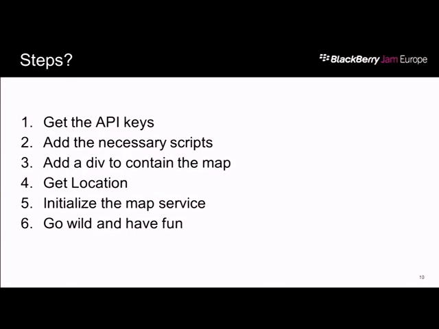All right, so this is the more important part. What are the steps to actually get your maps onto it? Very simple. It's basically the same for every mapping API out there. Register for the API keys, so you have an API key. Add the necessary scripts, which I showed over here, and the documentation is all online. Add a div for the map, with the width and the height. Get the location, which I showed you in the first few slides. Initialize the map service, and then have fun. Do whatever you want with the maps. Very simple steps.